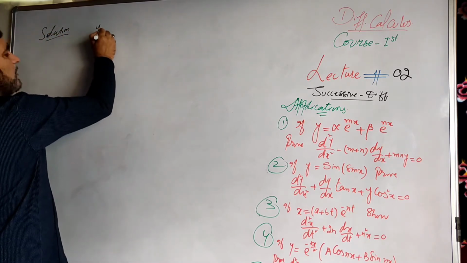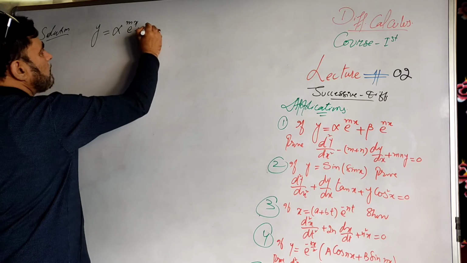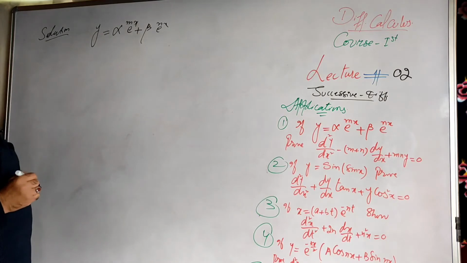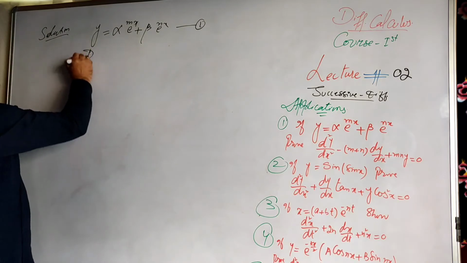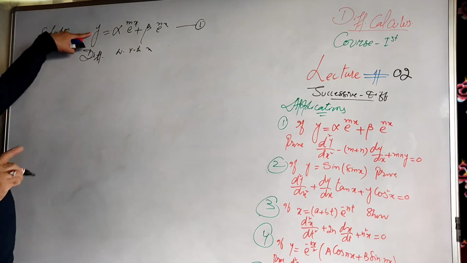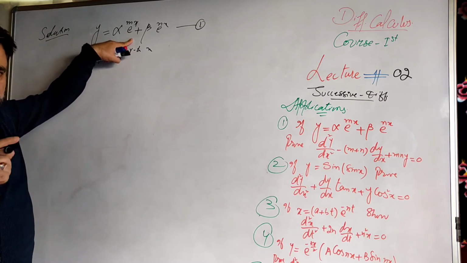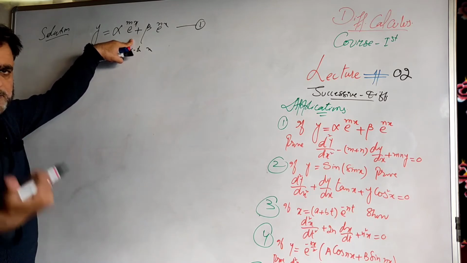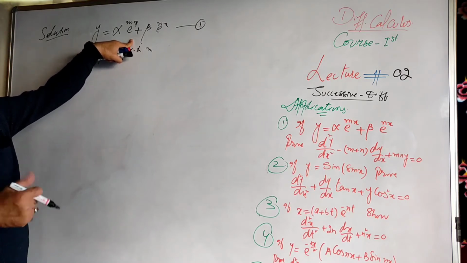Suppose you are given y is alpha e raised to power mx plus beta e raised to power nx. You have to prove this: d2y by dx square minus m plus n dy by dx, and so on. First step is I will differentiate this function with respect to x. Note that y is your dependent variable and x is your independent variable. When you find dy by dx, y is the dependent variable, x is the independent variable. It means we are finding the rate of change of the dependent variable with respect to its independent variable, as you did in your 12th class.